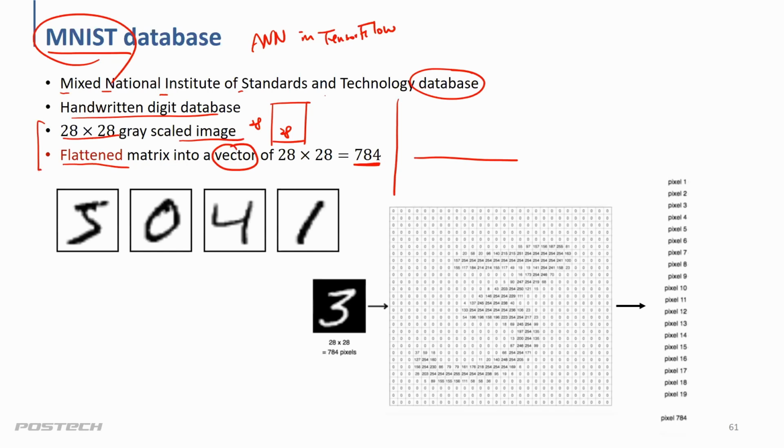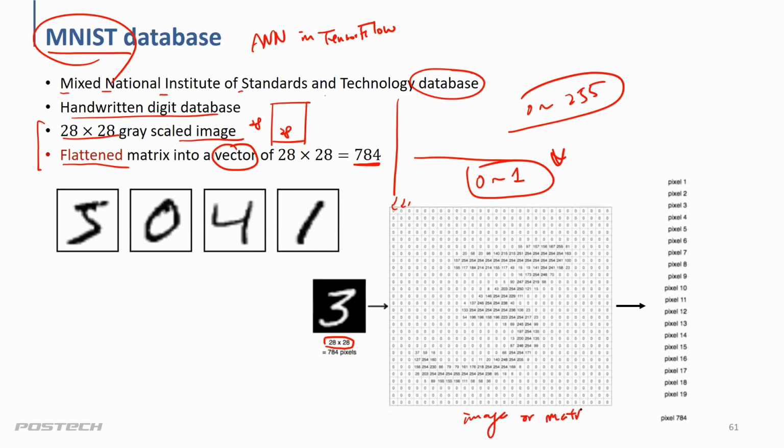To say it's 28 by 28, each pixel has a value from, I think, 0 to 1. It's normalized, I'm not sure. I think the values are normalized, so it's represented that way. And here is the image or matrix, but when they store it in the database, it's a flattened 784.